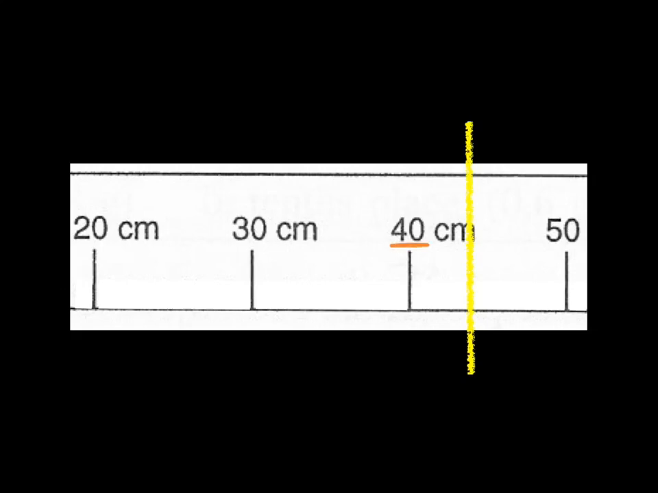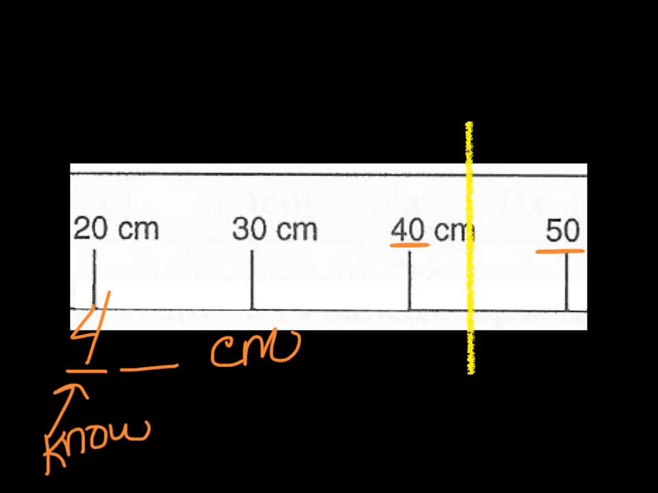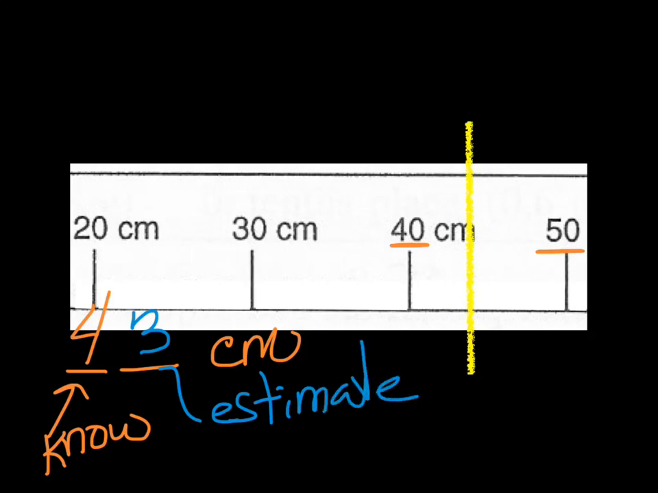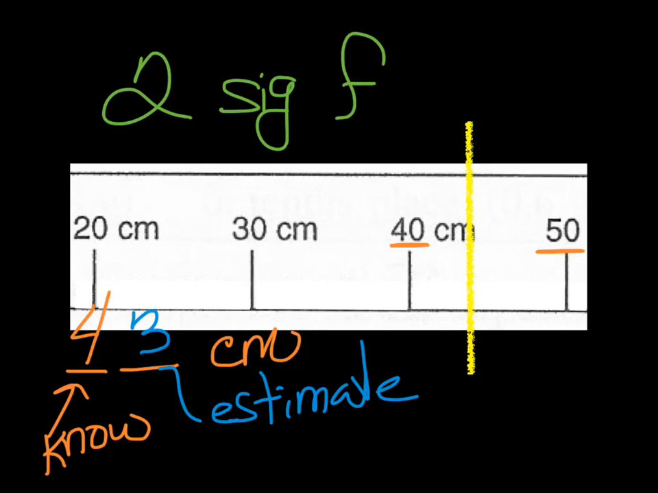All right, this time the line lies between the 40 and the 50 centimeter mark. So we know it's going to be 40-something centimeters. We know the 40, and we have to estimate the something. I'm going to estimate that it's 43 centimeters. Now you may have estimated 42 or 44 or whatever. That's the whole point of an estimate. We all agree that it's 40-something. The estimate comes in, I say 43. What did you say? All right, so how many significant figures does this number have? 2 sig figs, or 2 significant figures.